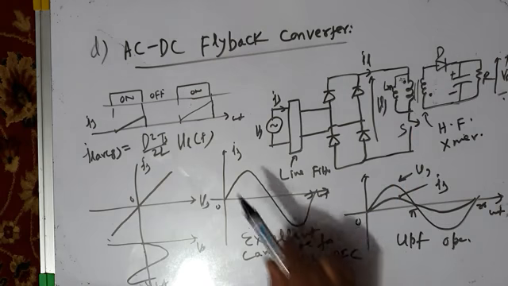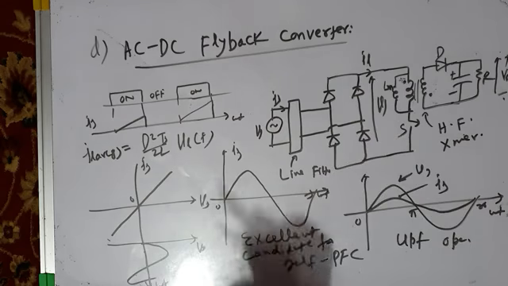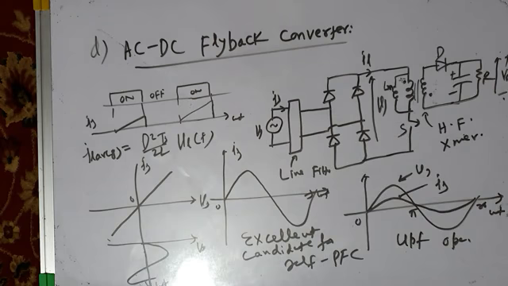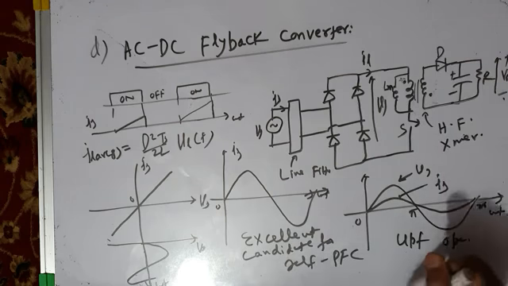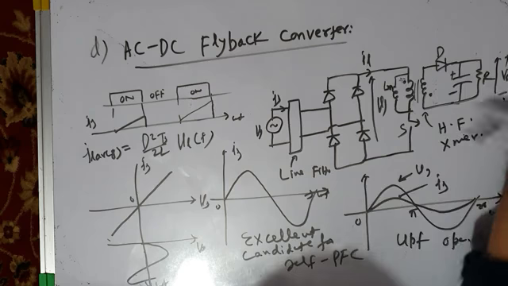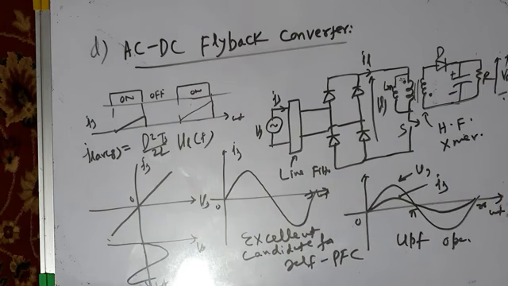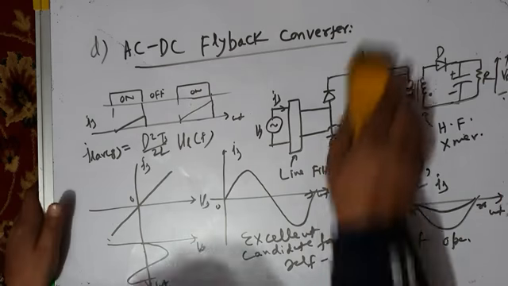So therefore, AC to DC flyback converter offers all the advantages of AC to DC buck boost converter, gives excellent self PFC property. In addition, it provides electrical isolation between output stage and input stage and gives positive variable DC output voltage or positive regulated DC output voltage. Okay, so therefore it is one of the best AC to DC improved power quality converters for power factor correction.